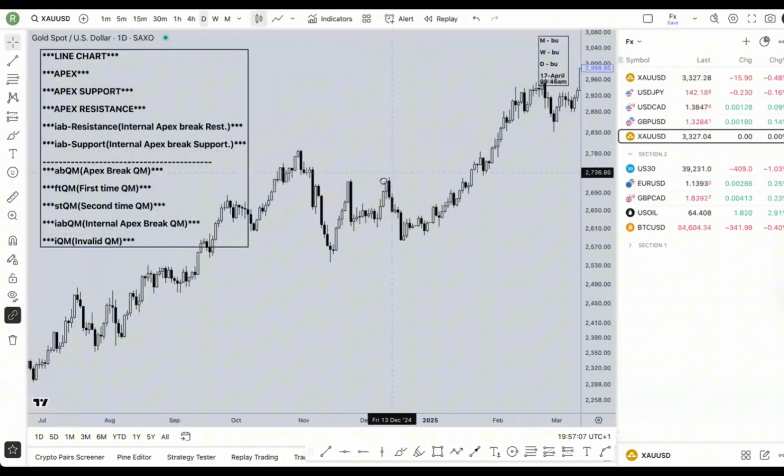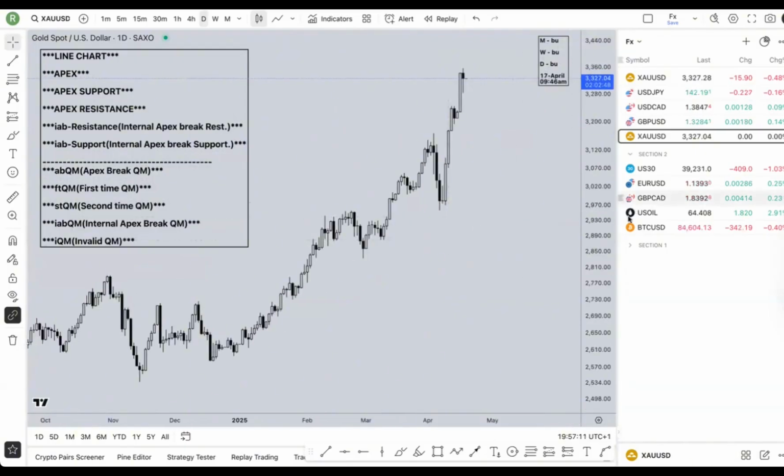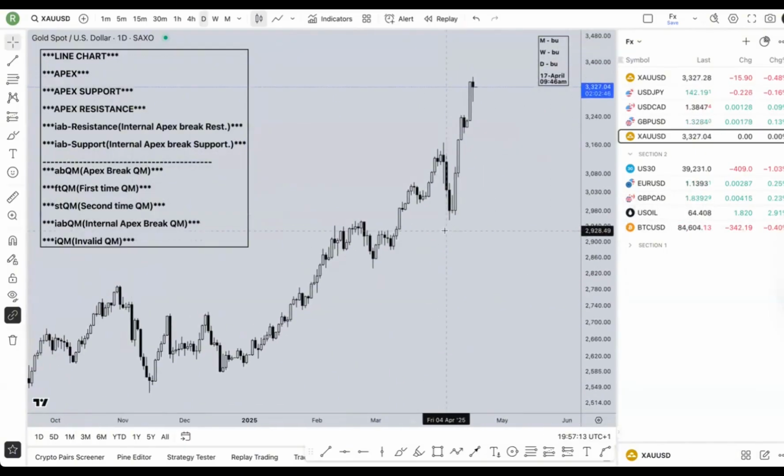Okay, so we are going to start with this before we go into the rest of the topics. We're going to start with line charts. It's very important for us to know because when trading advanced Malaysian SNR, we always make use of the line chart a lot.